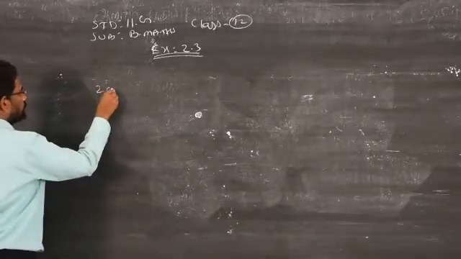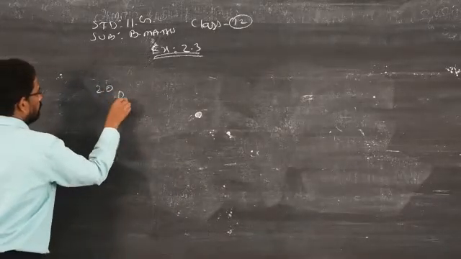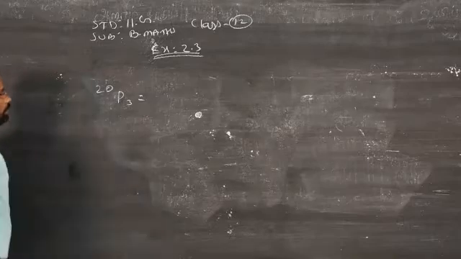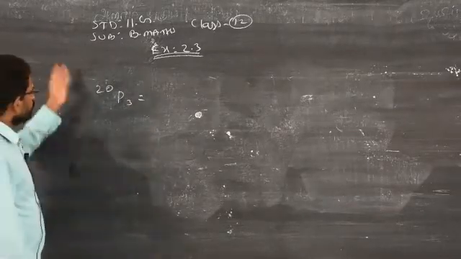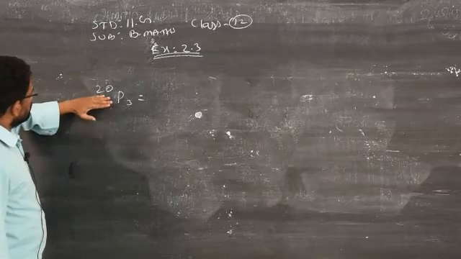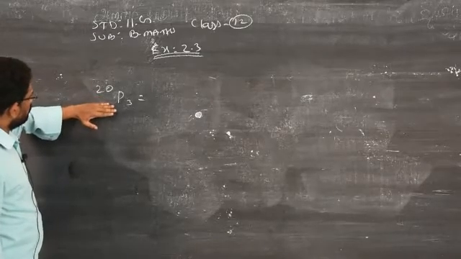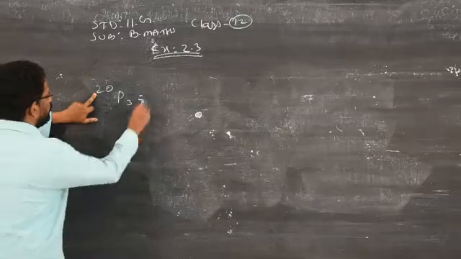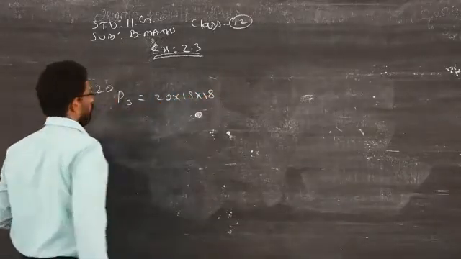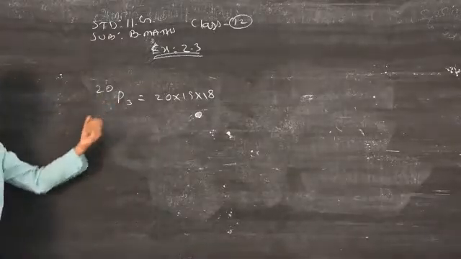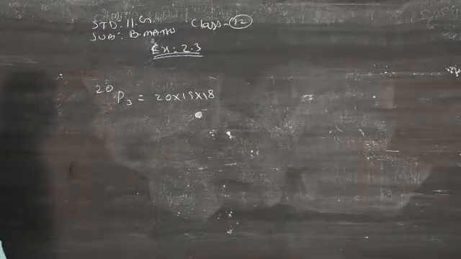So for example, if it is 20P3, how do you write it? You have to write 3 numbers in descending order, starting from 20. So 20 into 19 into 18. So this will be the answer for permutation 20P3.